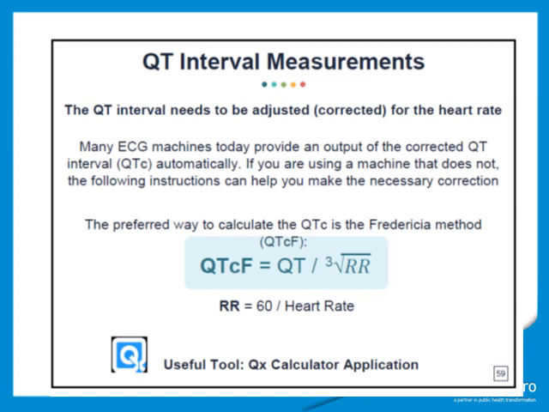Much easier is to download the app. I've got down there the logo of the QxMD calculator application, available for both iOS and Android. And it's got lots of calculations in it, not only the QT corrected calculation. And you'll simply enter your amount of milliseconds, so 340 milliseconds, plus your heart rate, and that will give you a standard corrected QT interval.